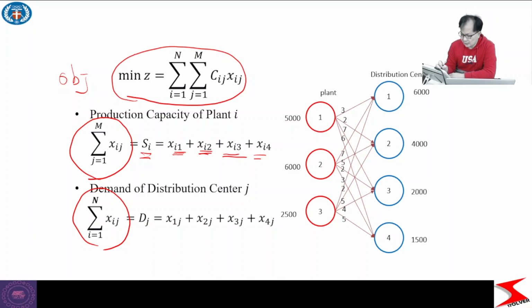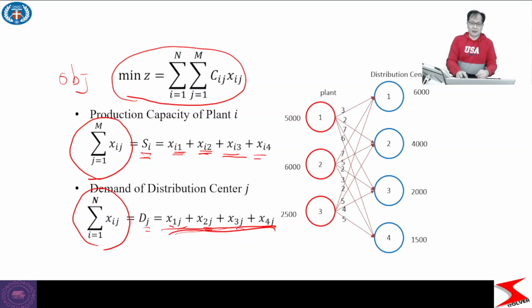And for the demand, it is the same. J is a specific DC. Then X1j means the quantity shipped from the first plant to j, and X2j means the second plant ships the quantity to distribution center j. So this is the total received quantity from the different plants, and then we sum them together.